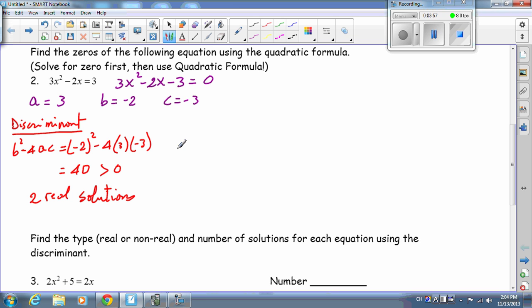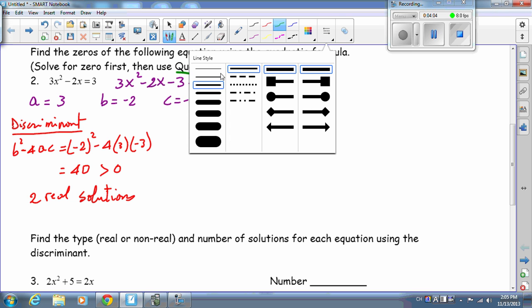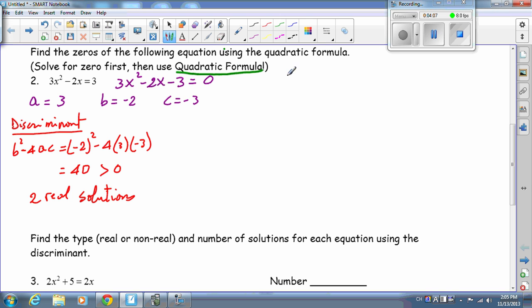Well, that's not all. Let's now use our quadratic formula. I will write it here as x is equal to negative b plus or minus square root of b squared minus 4ac over 2a. The b squared minus 4ac is very important because it is our discriminant. It's the same thing as what we got here, which is 40.